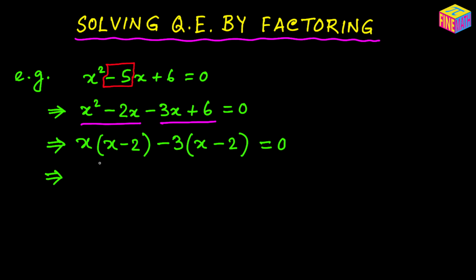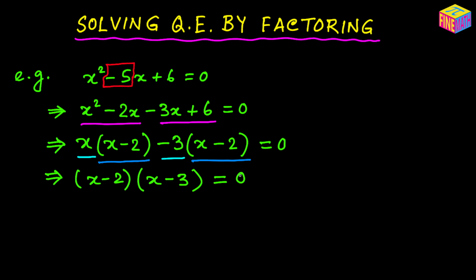Now here you see that x minus 2 is a common factor. So what I'm going to do, I'm going to write x minus 2, that's our common factor, then times whatever we are left with. Now we are left with this x and the negative 3, right? So I'm going to write x minus 3. All of this is equal to 0.